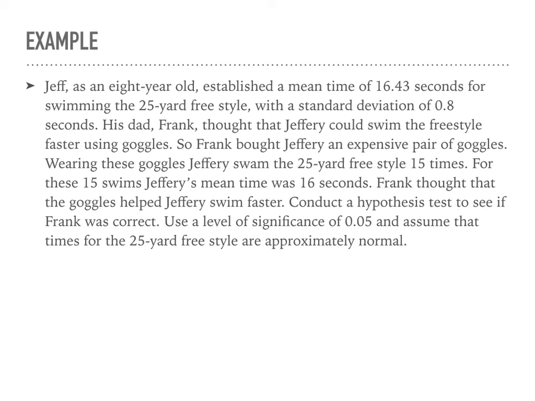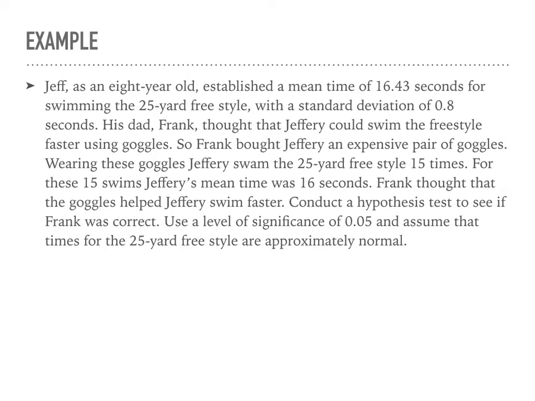In this example, we have Jeff. Jeff is an 8-year-old boy, and he has an established mean time of 16.43 seconds for swimming a 25-yard freestyle, with a standard deviation of 0.8 seconds. His dad, Frank, thought that Jeffrey could swim faster if he was using goggles.